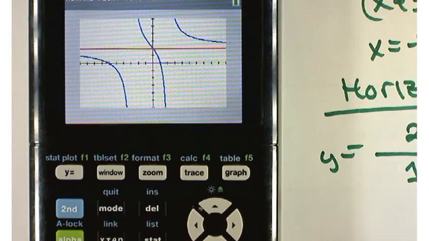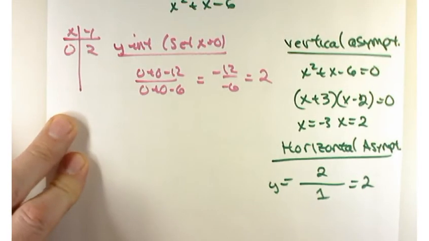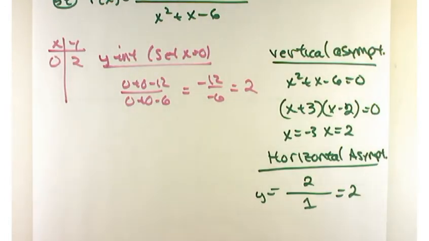And let's see. There's a couple of more things that we could find here. Before I find the X-intercepts, are you okay with what we did to find the vertical asymptote and the horizontal asymptote? Kennedy?